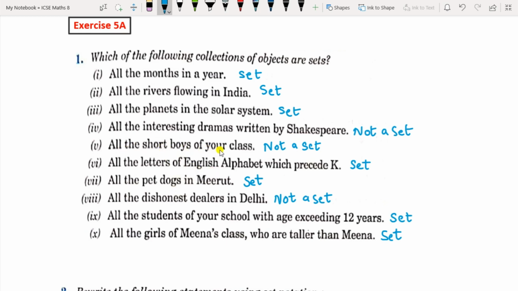All the short boys of your class, that is also not a set. All the letters of the English alphabet which precede K, yes, it is a set. All the pet dogs in Meerut, it is a set. All the dishonest dealers in Delhi, it is not a set. All the students of your school with age exceeding 12 years, set. And all the girls of Meena's class who are taller than Meena, it is also a set.